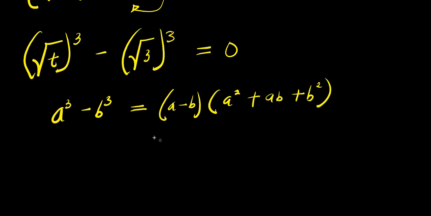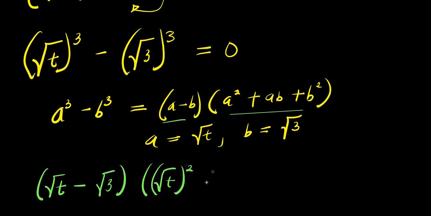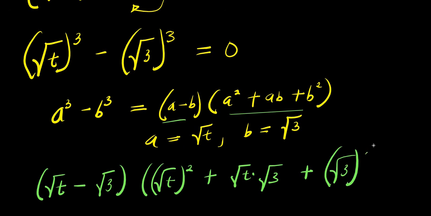And in this case, a is square root of t and b is square root of 3. So right now, I'm going to insert this for a and b here. I'll have square root of t minus square root of 3 times a squared, square root of t raised to the power of 2, plus ab, square root of t times square root of 3, plus b squared, square root of 3 raised to the power of 2, and this equals 0.